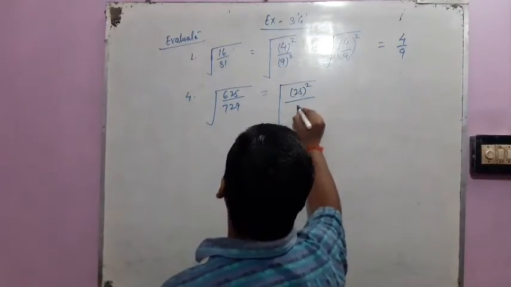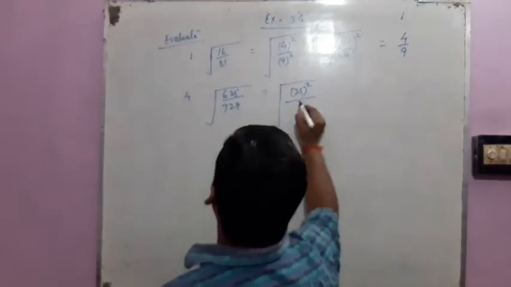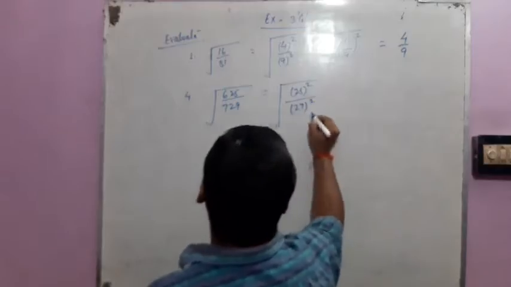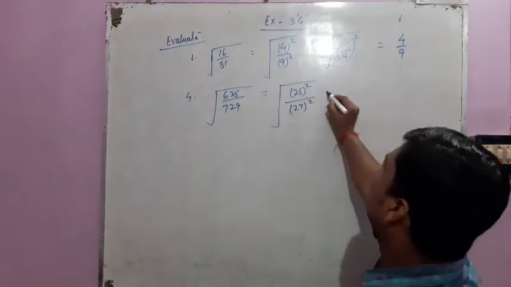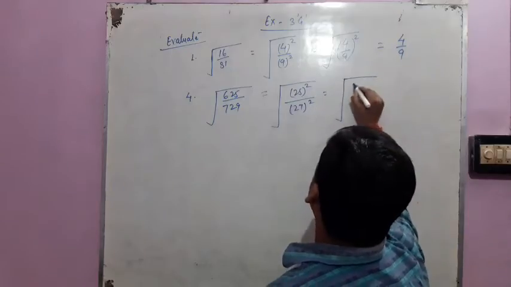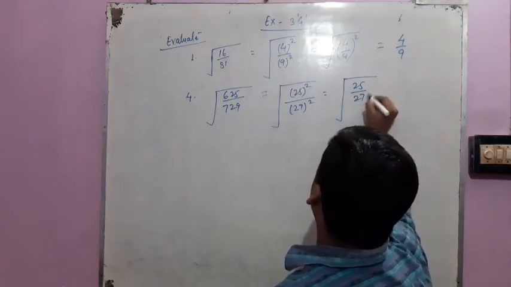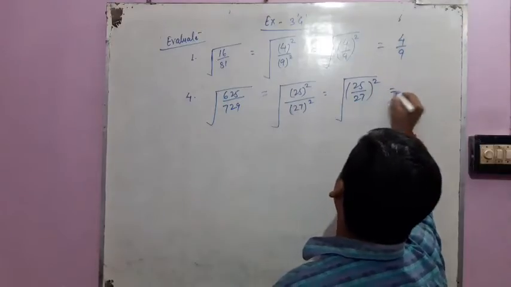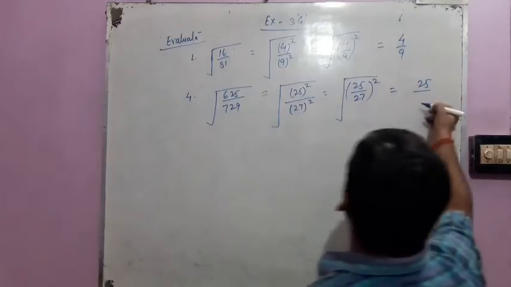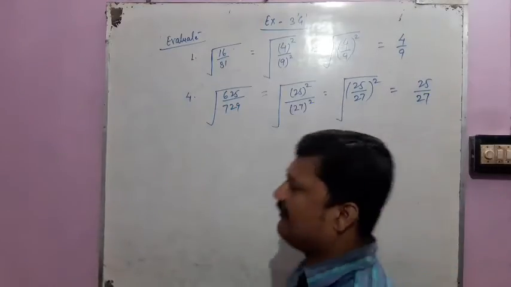625 is the square of 25, and 729 you can write as the square of 27. Okay student? Now we can also write it as the whole square of 25 by 27. So the square root of 625 by 729 is 25 by 27.